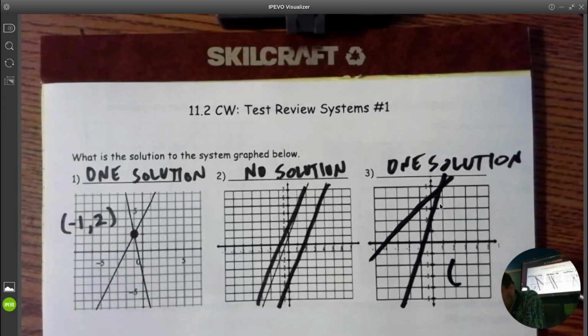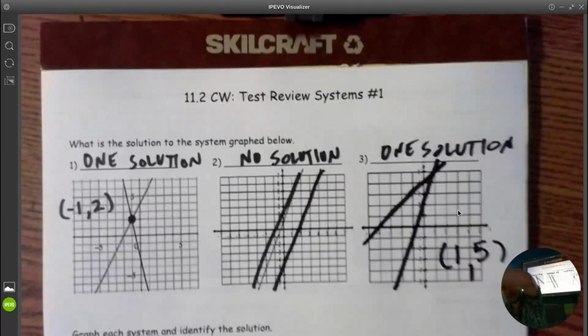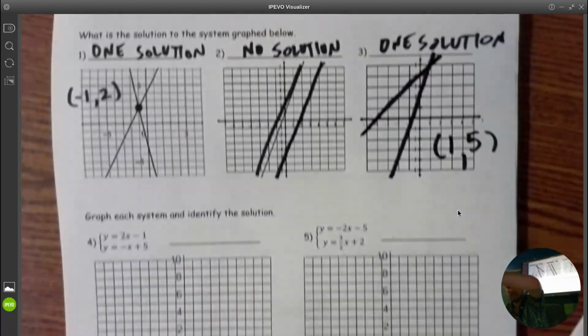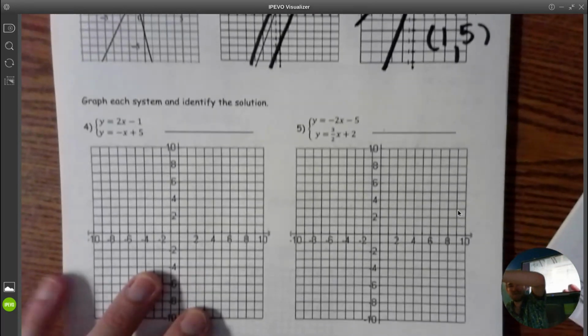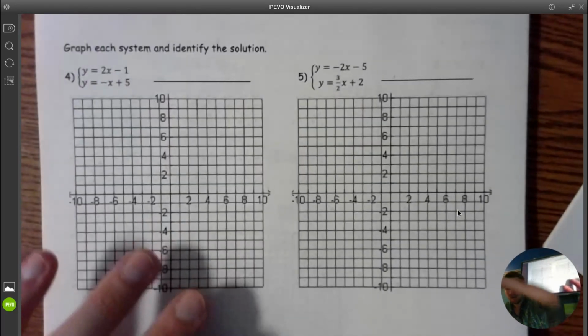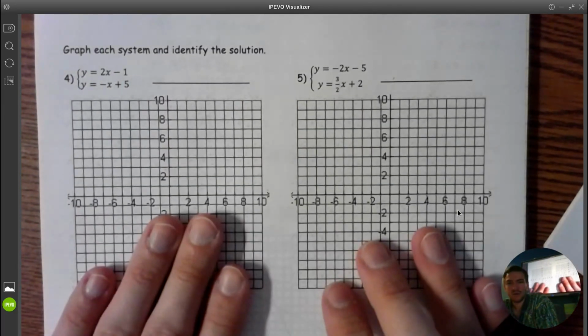What do you think for this intersection? 1, 5. Perfect. Very, very good job, everybody. We're moving on. We're keeping it going. Stay with me. 1, 5. All right. We've got 2 graphs here.